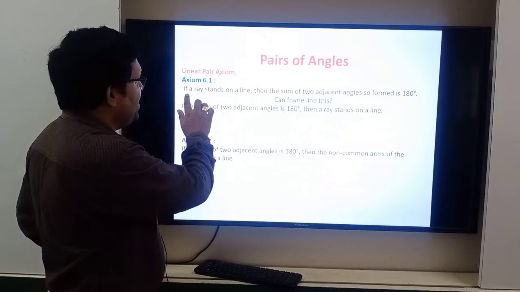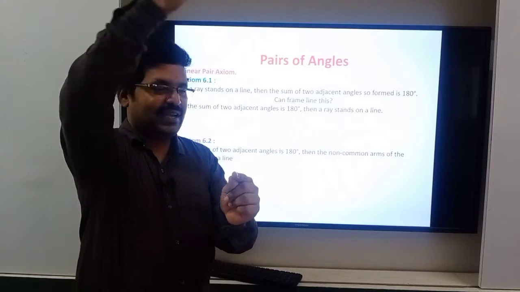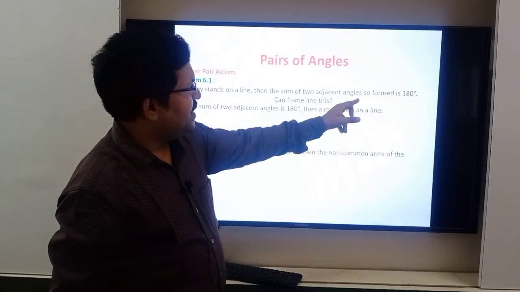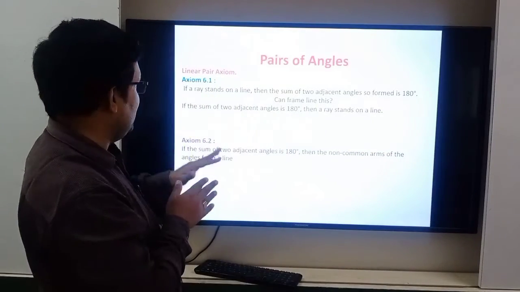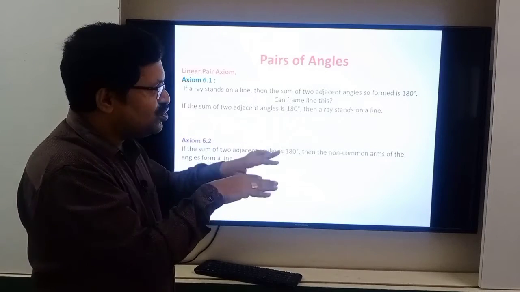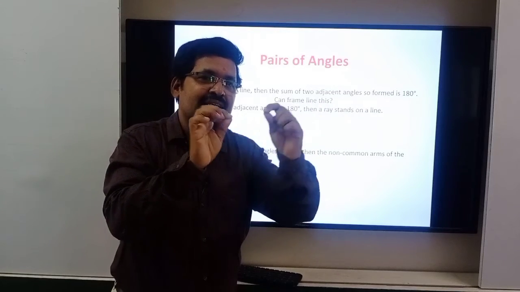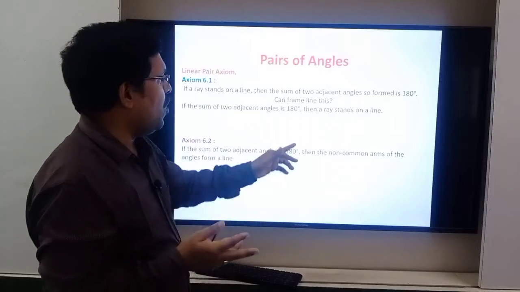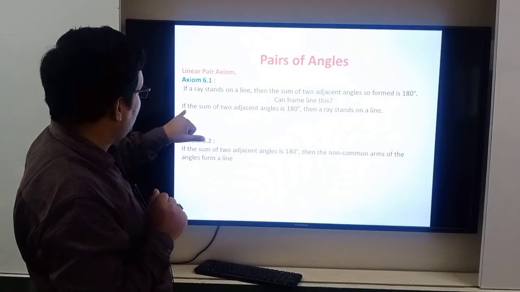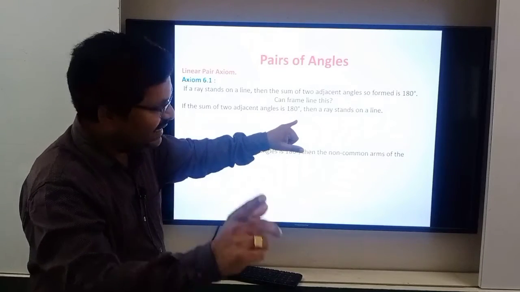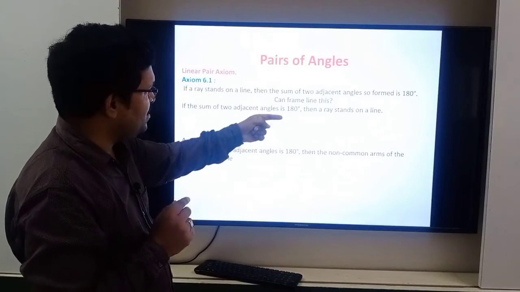What is axiom number one? If a ray stands on a line, the two adjacent angles so formed sum to 180 degrees. You know it already. Or you can say it also: if the sum of the two adjacent angles is 180 degrees, then that ray stands on that particular line. So these two statements are the same.